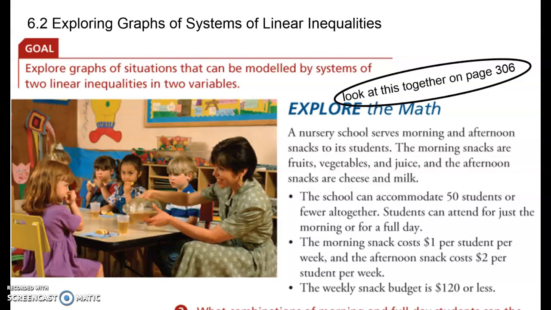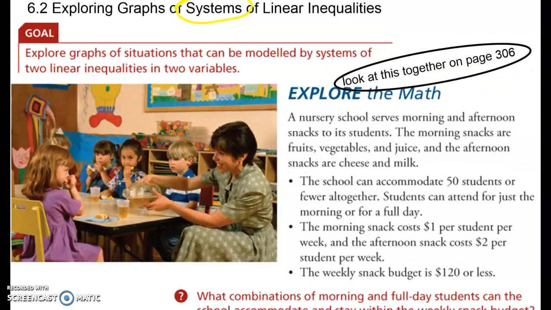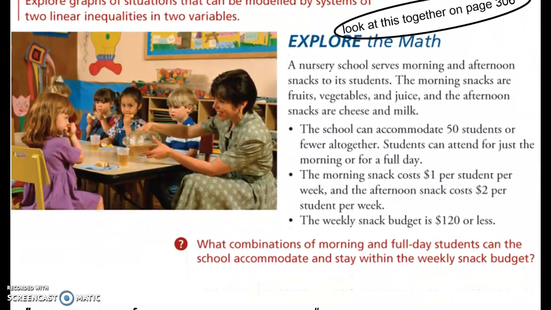So let's move into systems of linear inequalities. In 6.1, we talked about graphing linear inequalities, just one linear inequality on each Cartesian coordinate plane. 6.2 uses the word systems, and that means we're going to get more than one linear inequality on the same graph. So let's talk about this example here, and this is on page 306 in your textbook if you'd rather look there.